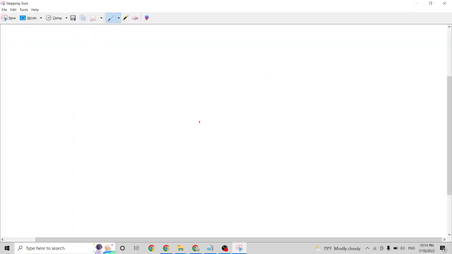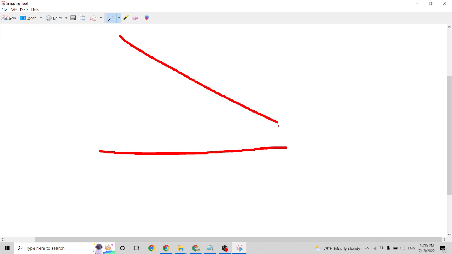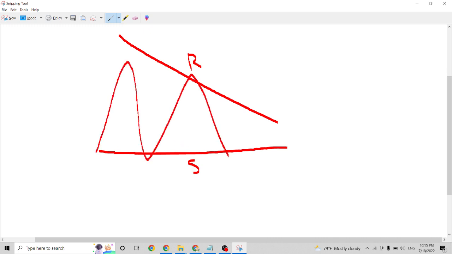So descending triangle, it comes up with the support and the resistance. The support comes up sideways, and the resistance comes up in a downtrend. This is the resistance. This is the support. So this is our graph.